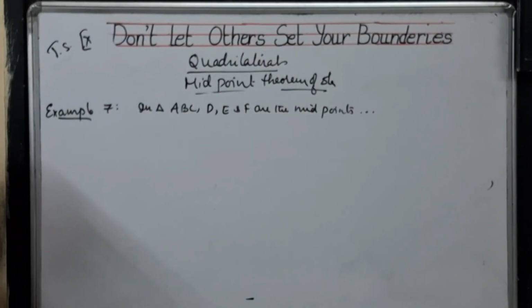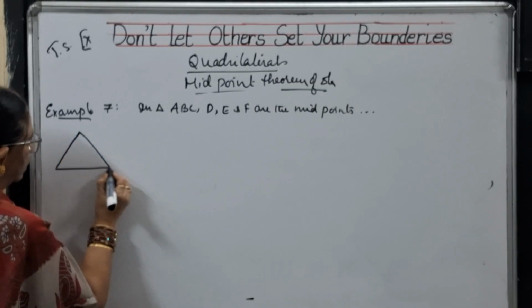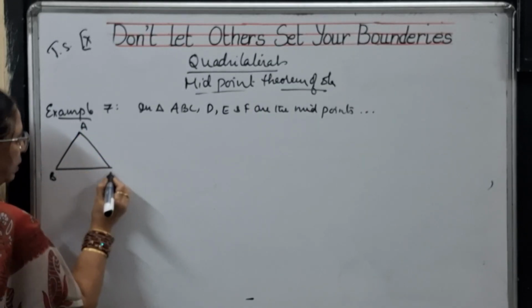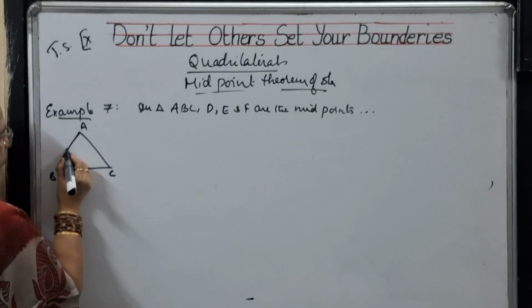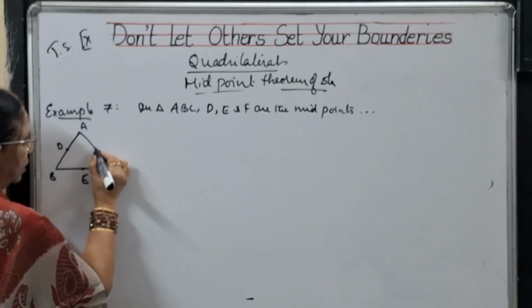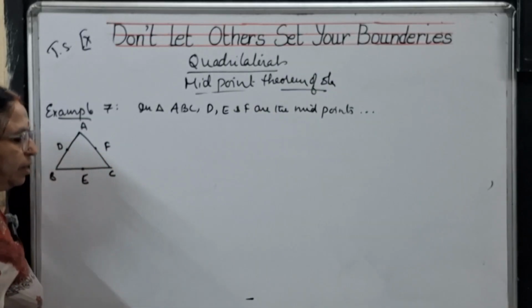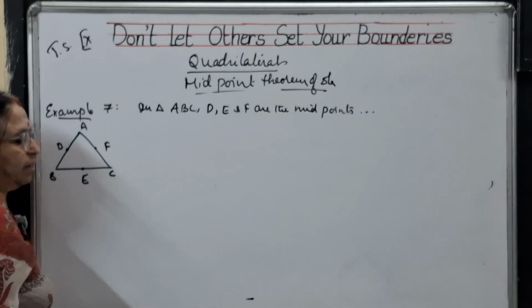Example 7, children. Please go through your textbook. I am reading the sum. Example 7. In triangle ABC, D, E, F are the midpoints of the sides AB, BC, CA respectively. So there is a triangle ABC. In this, D is the midpoint of AB, E is the midpoint of BC, F is the midpoint of CA.